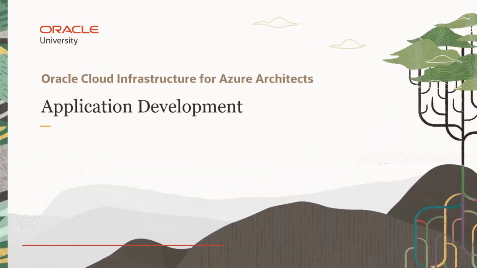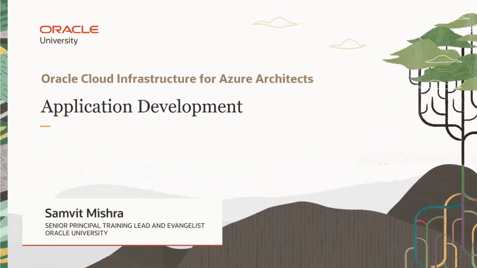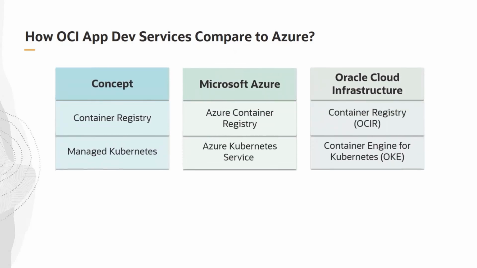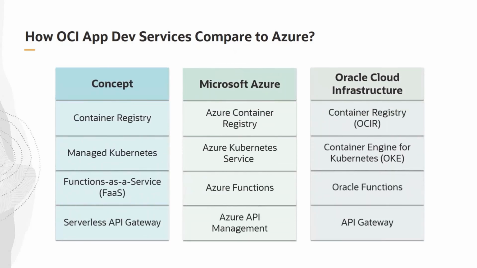In this lesson, we will talk about application development services, and we will also see how the OCI concept can be compared to offerings of Microsoft Azure. So let's get started. Let's first do a quick side-by-side comparison of the offerings of both Azure and OCI. Both the providers have a container registry offering. Azure calls it Azure Container Registry and OCI calls it Container Registry or Oracle Cloud Infrastructure Registry (OCIR).